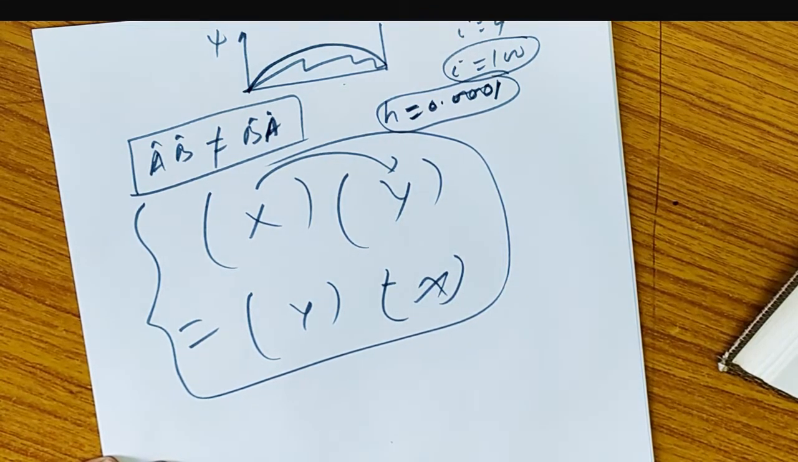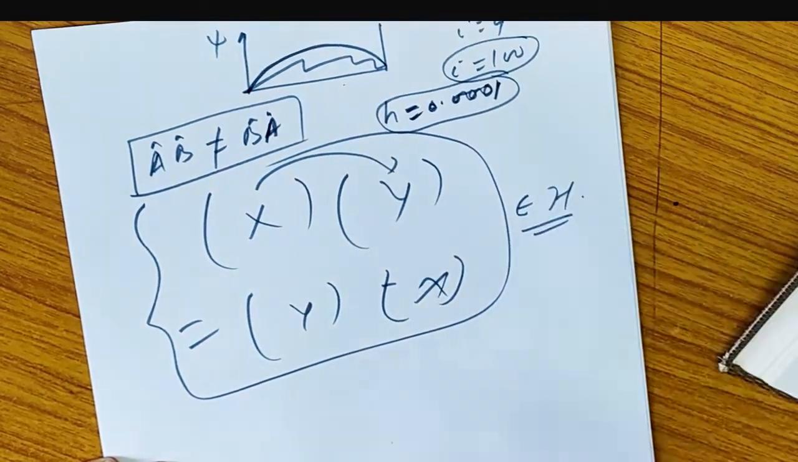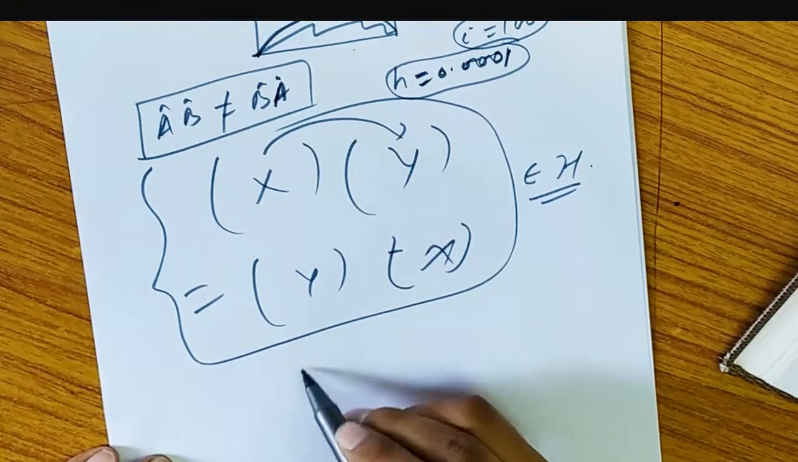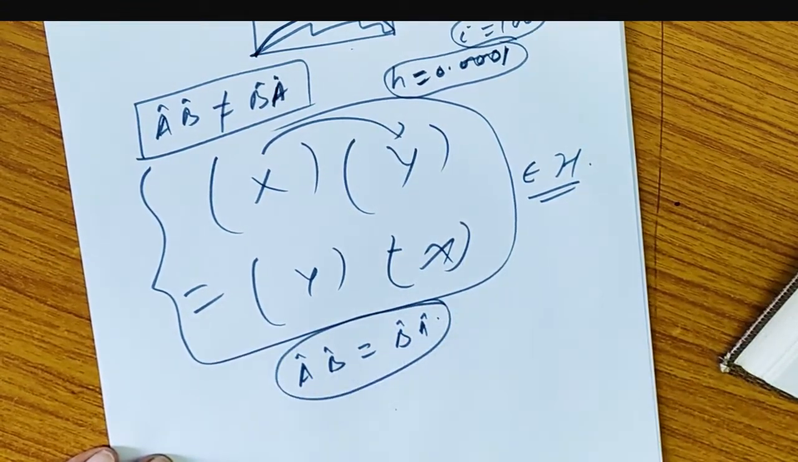In quantum mechanics, remember that each and every operator can be written in the form of a matrix, and the matrix must belong to Hilbert space. This rule goes for any operator. Okay, there is a set of operators which follow this commutation relation, that AB is equal to BA, and that's why they share the same eigenstates as we have described in the previous lecture.